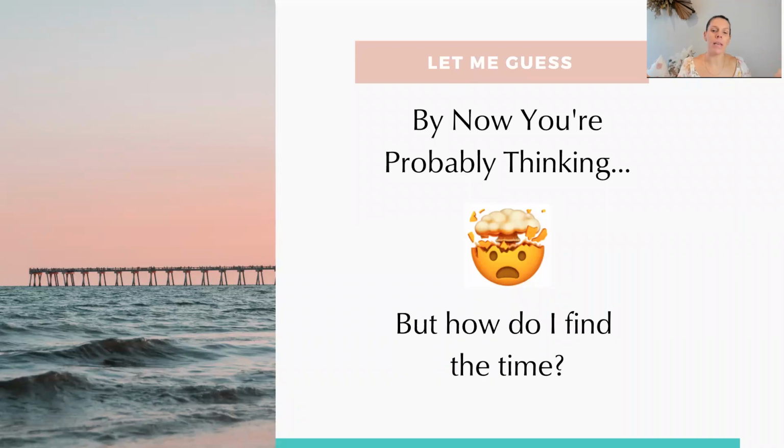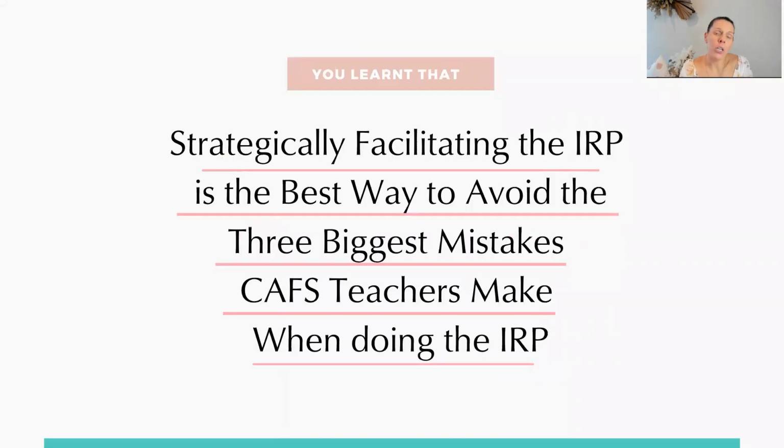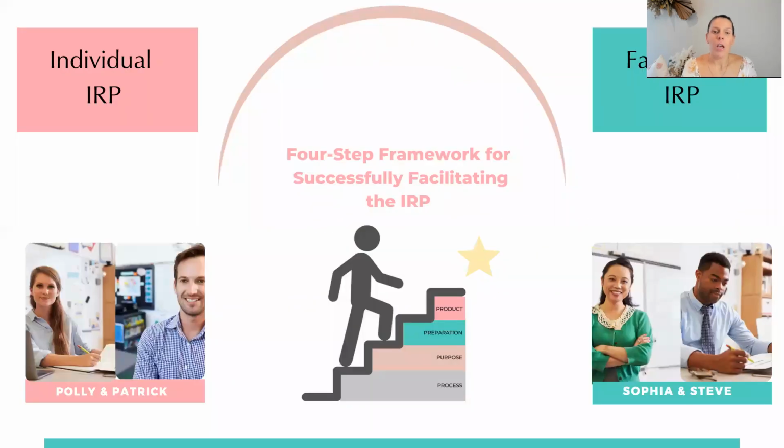Okay, so let me guess, you're probably thinking, mind blown, how on earth do I find the time to actually do all of this? You've learned that strategically facilitating an IRP is the best way to avoid the biggest mistakes CAFS teachers are making when doing the IRP. You've learnt that going from an individual IRP, being like Polly and Patrick, to moving to a teacher-facilitated IRP like Sophia and Steve, within this step-by-step framework, is the best step that you can make in your CAFS journey.